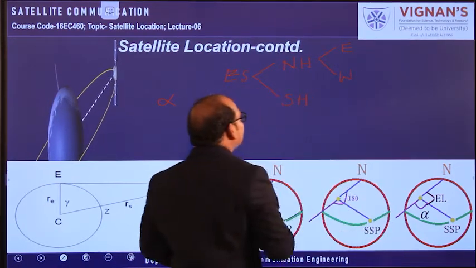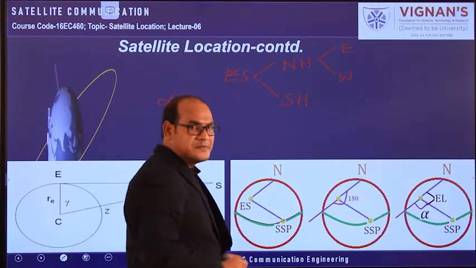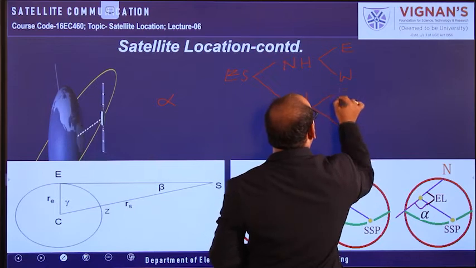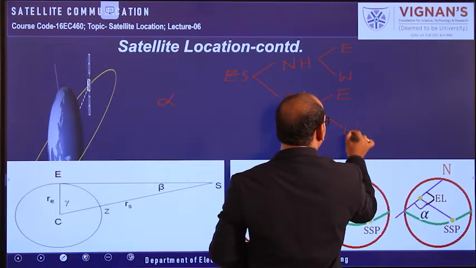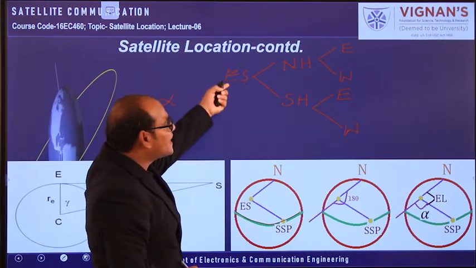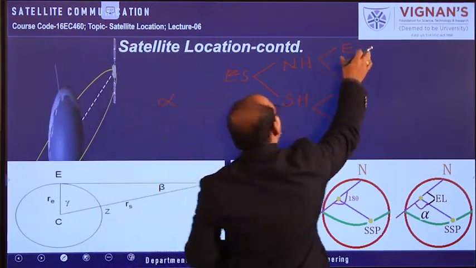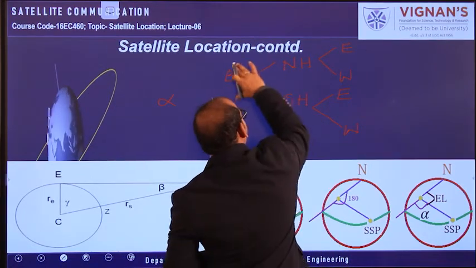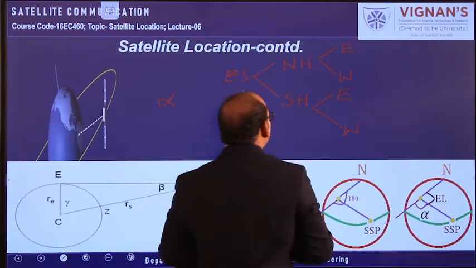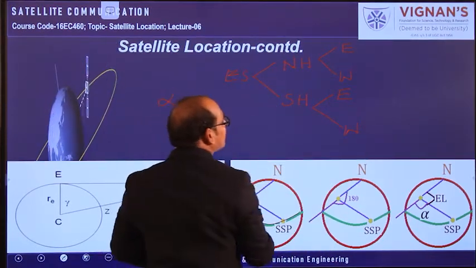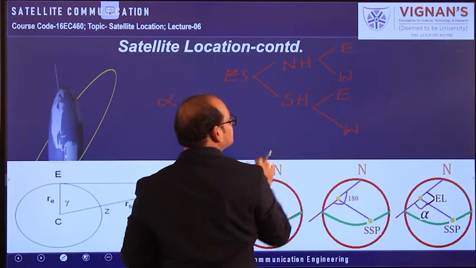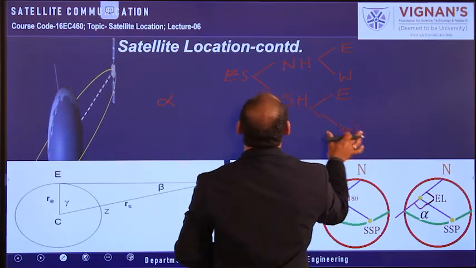station. If the earth station is available in the southern hemisphere, then again two cases are there, that is, whether the subsatellite point is available on the east side or the west side. So finally we have 4 cases. Earth station is in the northern hemisphere and the subsatellite point is east side of the earth station. Earth station is in the northern hemisphere and the subsatellite point is west side of the earth station. Then earth station is in the southern hemisphere and the subsatellite point is east side of the earth station. Earth station is in the southern hemisphere and the subsatellite point is west side of the earth station.